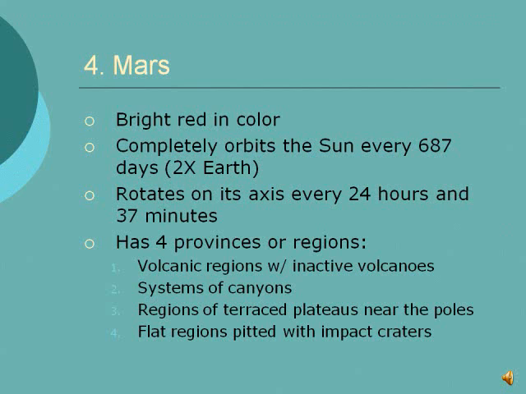It has 4 different regions that we call provinces. The first region is the volcanic regions with inactive volcanoes, and then you have a system of canyons, and then you have regions of terraced plateaus near the poles, and then you have flat regions that are pitted with impact craters. Now, Mars does have the largest volcano in our solar system that we've been able to have evidence of, so that's really cool.